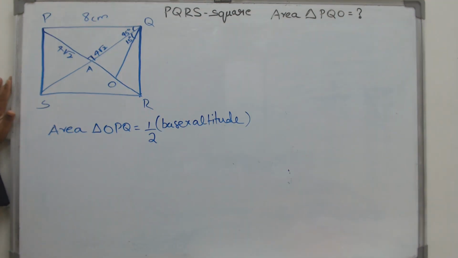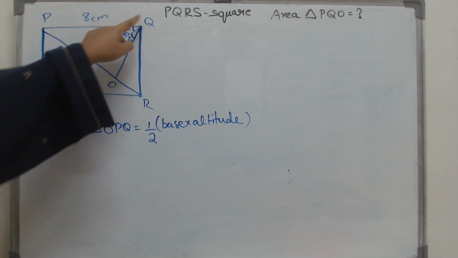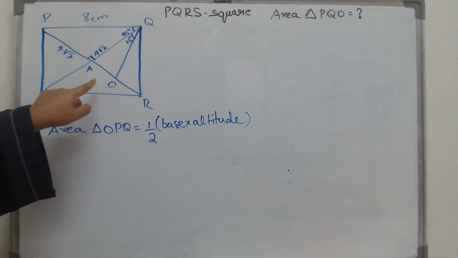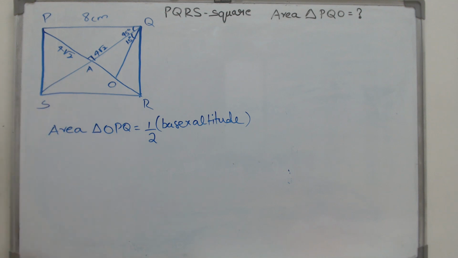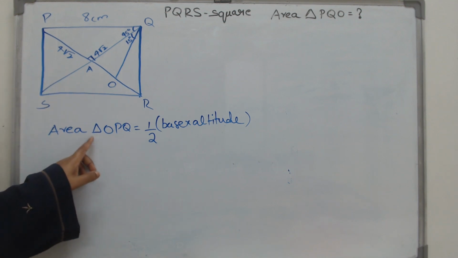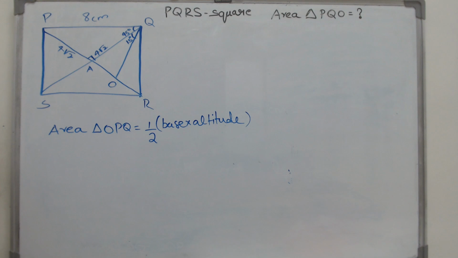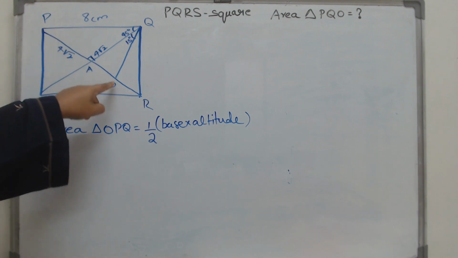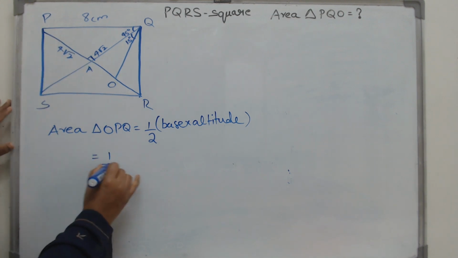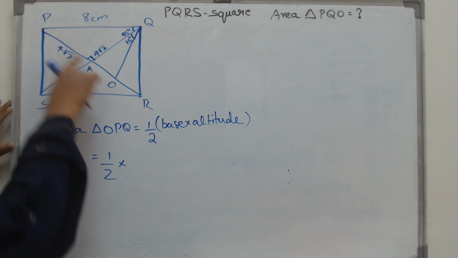So there we have got rid of all the unnecessary markings. What do we have? A triangle PQO. We need to find its area. Now what is the area of any triangle? It is half into base into altitude. What is this base and altitude that we are talking about? The base is any side of the triangle. Here, for example, let me take PO.